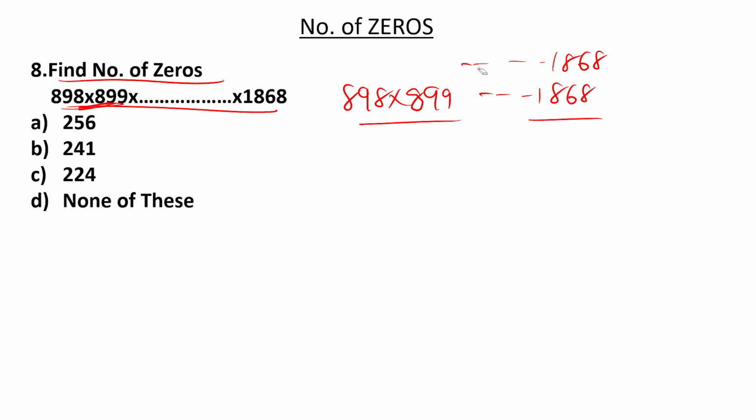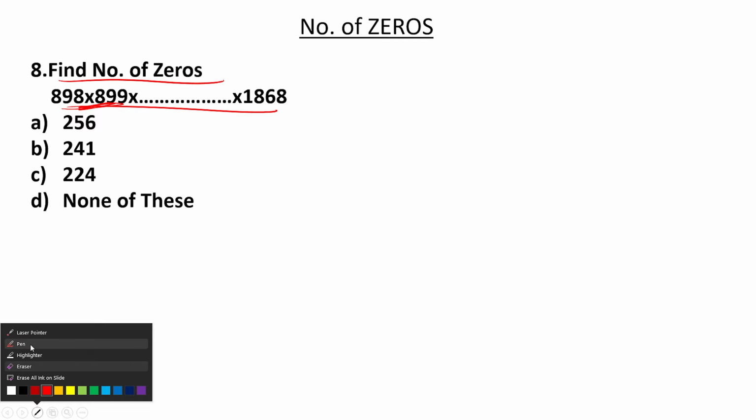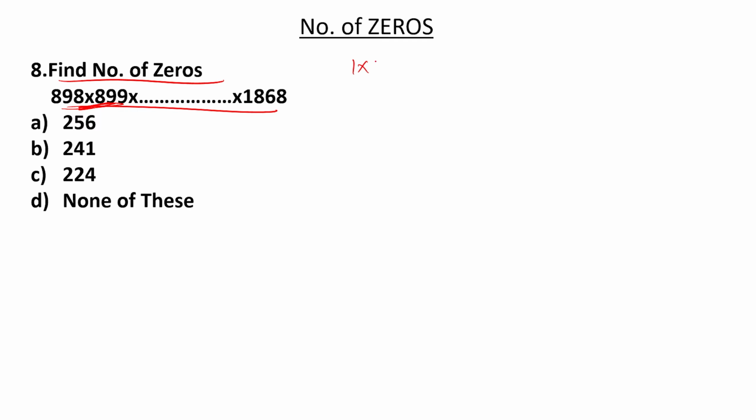Just follow me, you will understand what I'm doing. So what I'm going to do is calculate for 1 into 2 into 3 up to 1868 only. I'm going to calculate like this first, then we'll think about the rest. First, 1868 divided by 5.